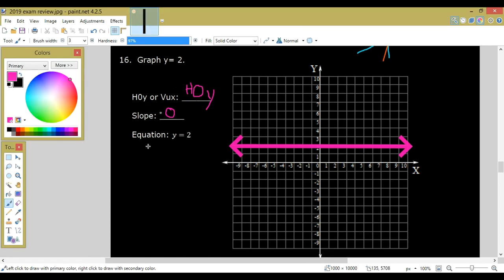If it was a vux, that would be a vertical line. It would be undefined, and it would have x in the equation.